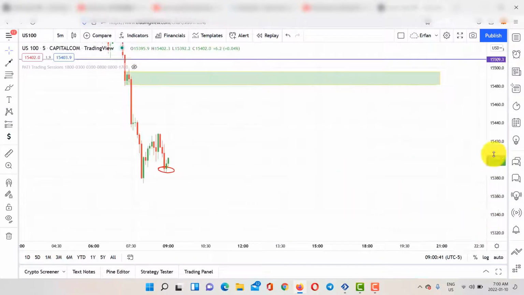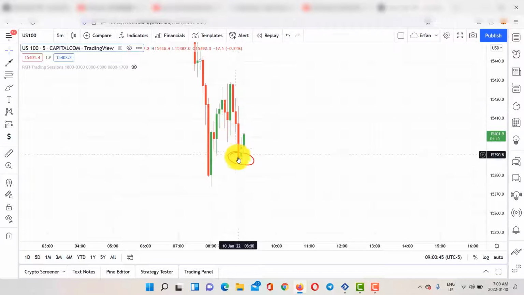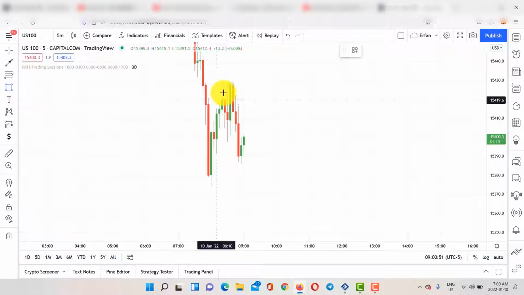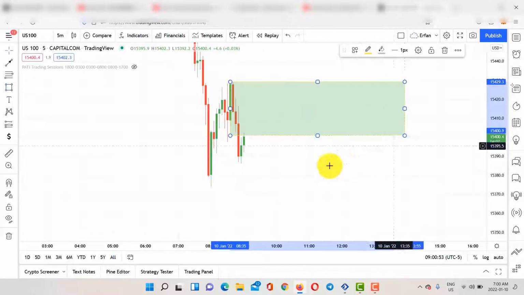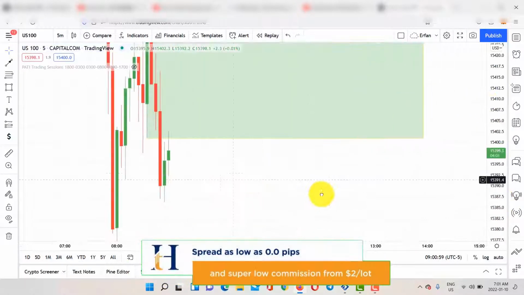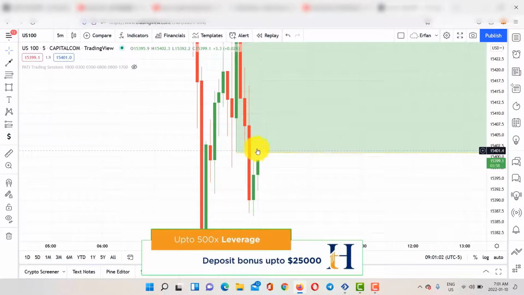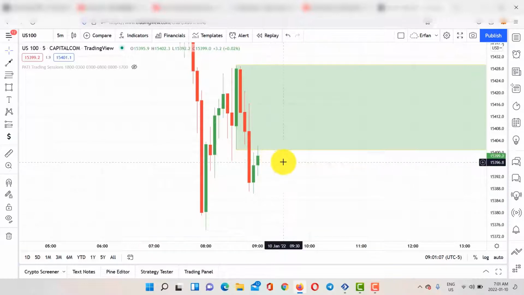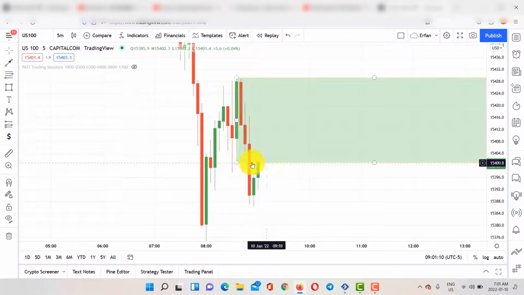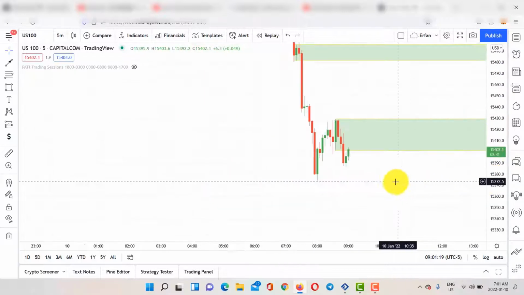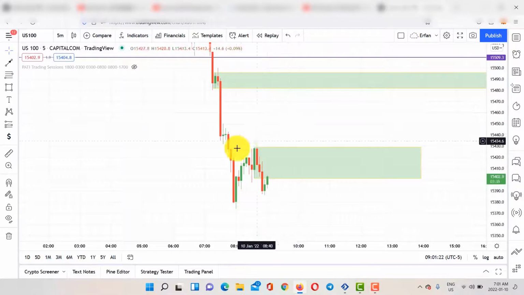I'm trying to find another gap right here, but there's no gap, because this one is already tapped into. See, it dropped, it tried to go back, and now it's getting touched exactly right here. So it's very important, guys, to identify all the gaps. This is the closest one. If I see any kind of bearish momentum, I'm going to take a sell position. But if I see that it's trying to break through this order block, I'm going to wait for the next one.